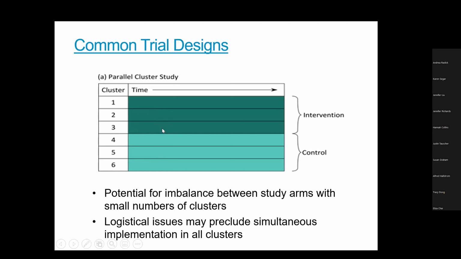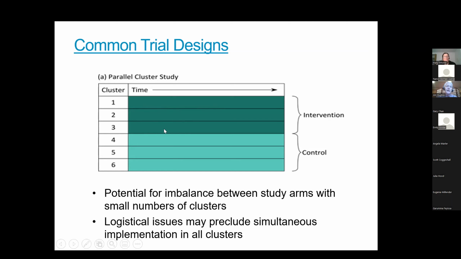And then there are sometimes just logistical issues. Is it possible to implement the intervention in all these clusters at once? And if you're a bit slow on some of the clusters, then you would be concerned about, are there underlying time effects that could be confounding any intervention effects? So you have to be a little careful about things like that.